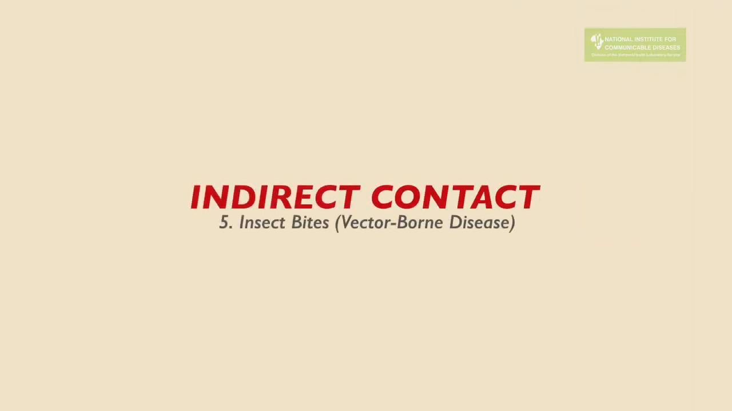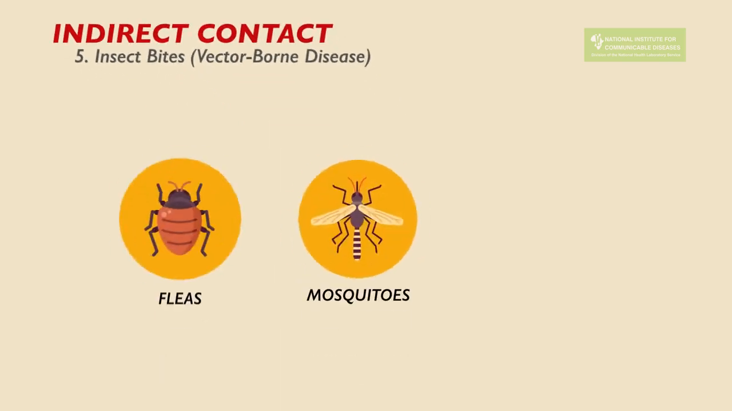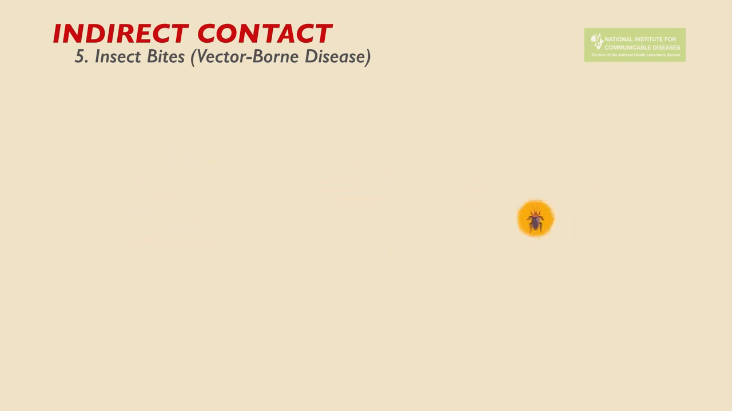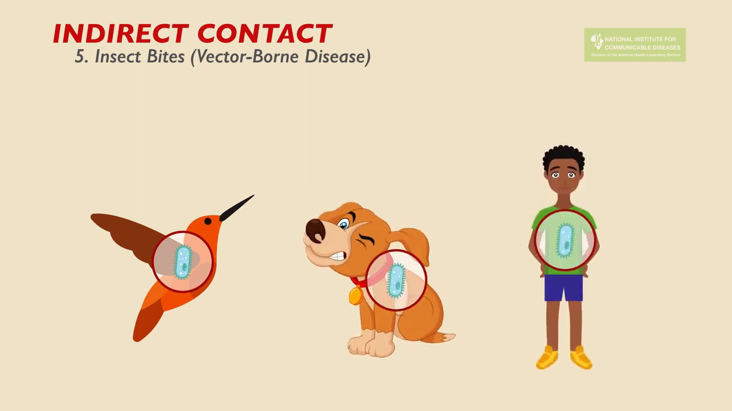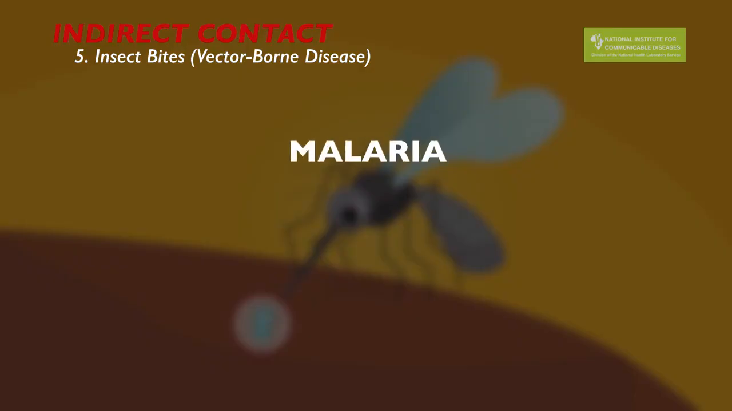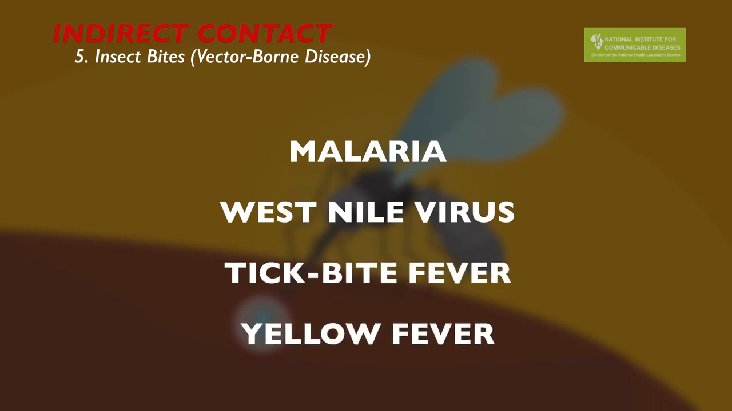Some zoonotic infectious agents are transmitted by insects, especially those that suck blood. These include mosquitoes, fleas, and ticks. The insects become infected when they feed on infected hosts such as birds, animals, and humans. The disease is then transmitted when the insect bites a new host. Malaria, West Nile virus, and tick bite fever are all spread this way.